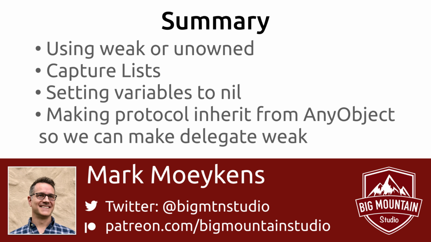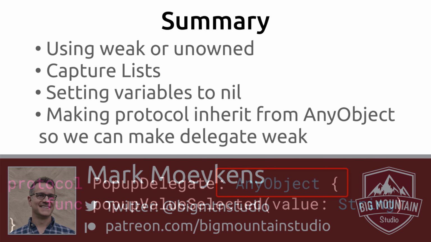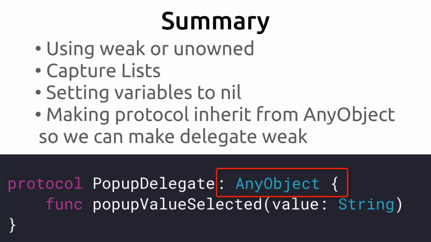And then lastly, we fixed our delegate memory problem by making it weak, but before we could make the delegate weak, we had to change the protocol and inherit from AnyObject. So it restricted that protocol to just classes. So at that point, Swift knows that our delegate was a class or a reference type. And that was the only way we could make it weak, was to make it a reference type, because you can't make value types weak or unowned.